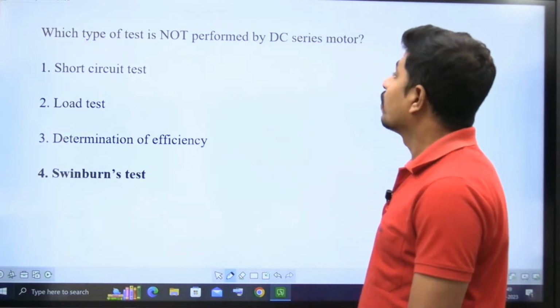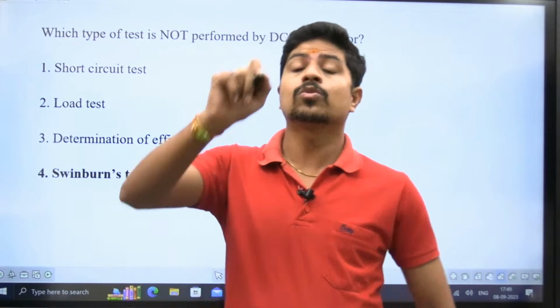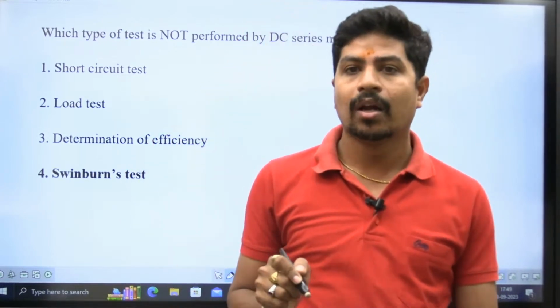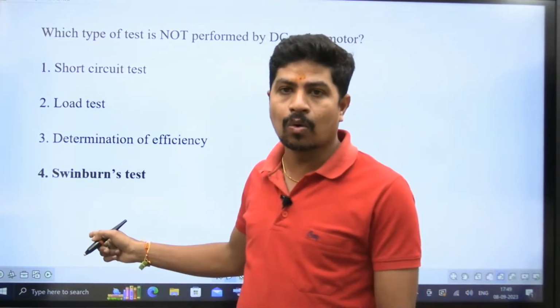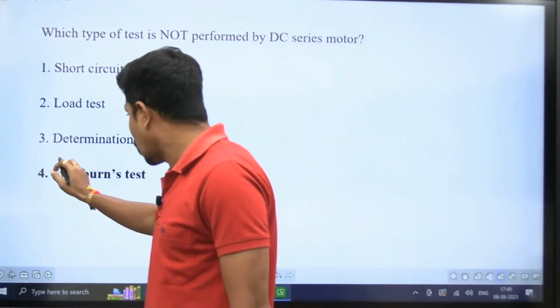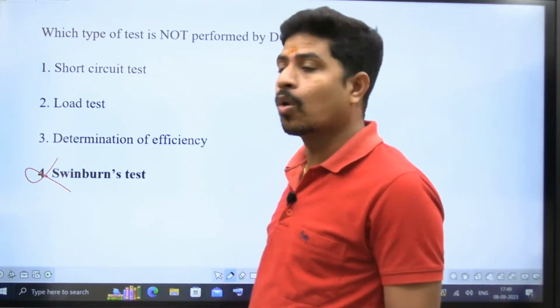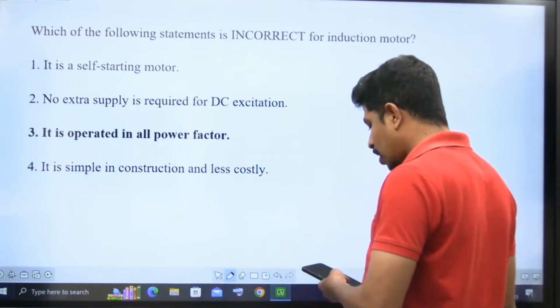Next question. Which type of test is not performed on a DC series motor? See, a DC series motor should not run on no load. We know that. What test is run on no load? Swinburne's test is conducted on no load. Therefore, this should not be conducted on a DC series motor. Why? Because a DC series motor should not run on no load, right? Let's go to the next question.